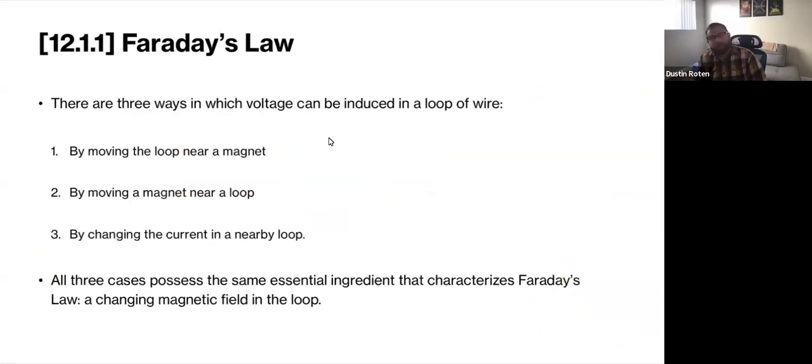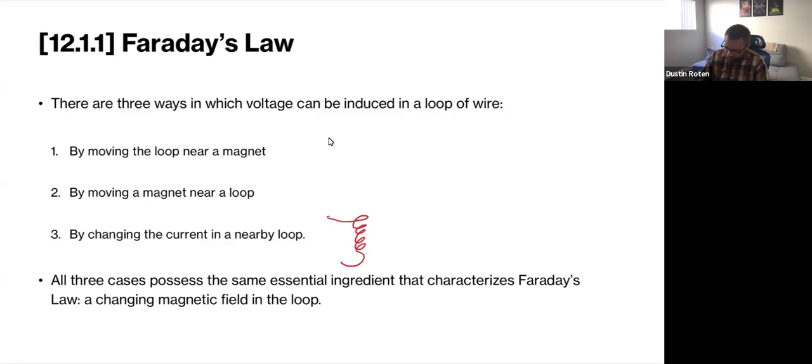So this means there's pretty much three ways in which voltage can be induced in a loop of wire. You can move the loop near a magnet, or you can move a magnet near a loop. We've already talked about that. Essentially, one of the two things needs to be moving, or you can change the current in a nearby loop.